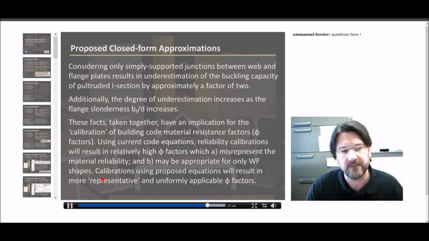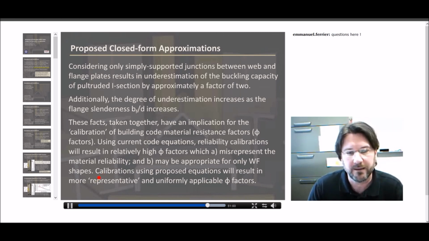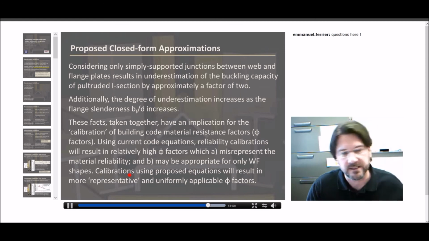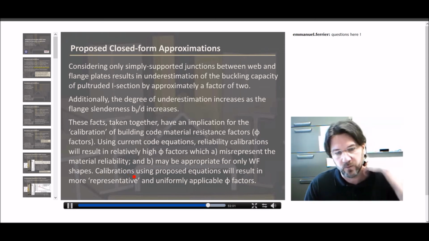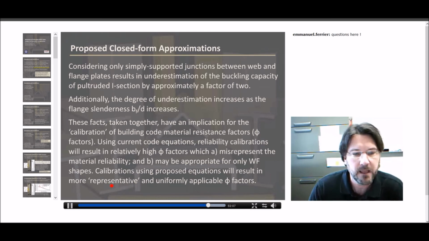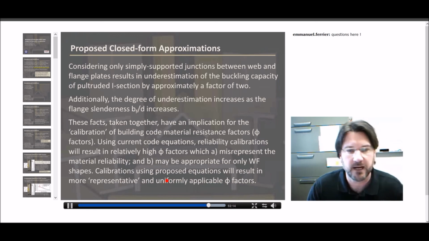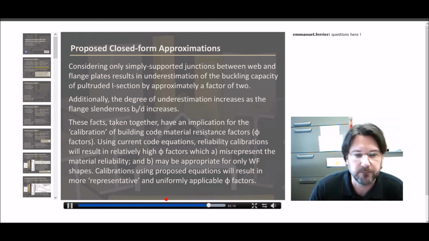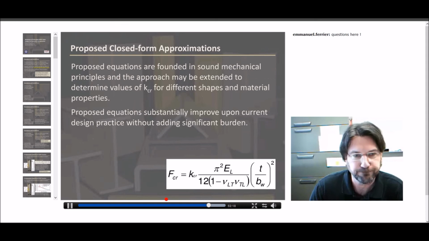If we use the same phi factor, we end up with non-uniform reliability. If we use the calibrations based on closed-form equations, we have a similar reliability across the board. We will end up with lower phi factors, lower material resistance factors, but that should be expected for this material. We feel that these are more representative and more uniformly applicable across different shapes, as we've shown, angles, channels, I shapes, and boxes for the moment.